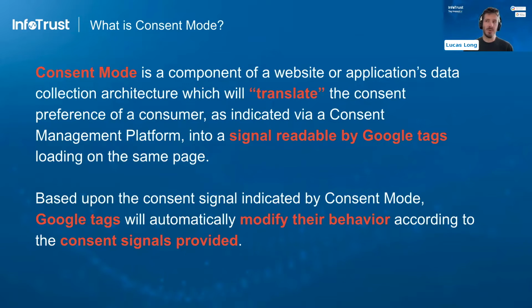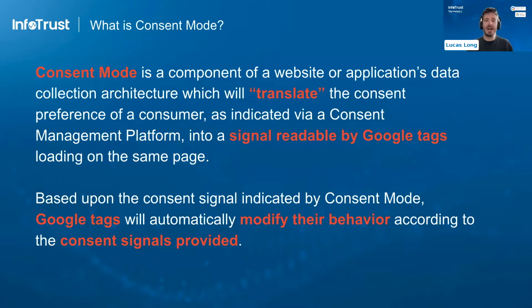Now that we understand what the requirement is and why it is in place, let's get into what consent mode is and how it works. Consent mode is a component of your website or application's data collection architecture. It translates the consent preferences of a user, as indicated by your consent management platform, into a common standard signal that is readable by all of the different Google tags loading on that same page.